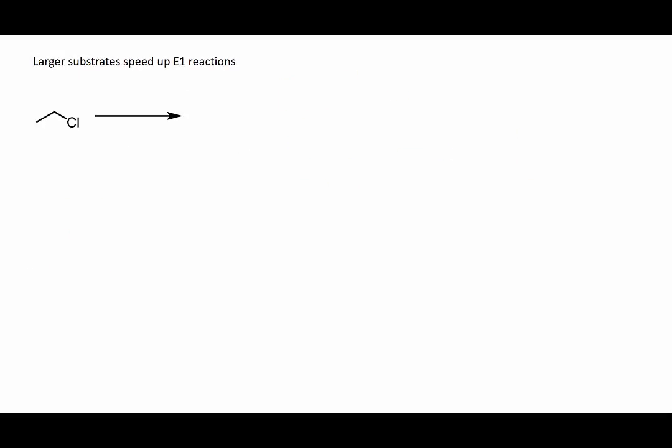Just as in E2 reactions, an E1 reaction is sped up by a larger substrate. Let's think about why. If we have this primary alkyl halide and we take off our leaving group here, we end up with a primary carbocation, which is not very stable. If we have a secondary substrate, the leaving group will come off. We now have a secondary carbocation, which is more stable.